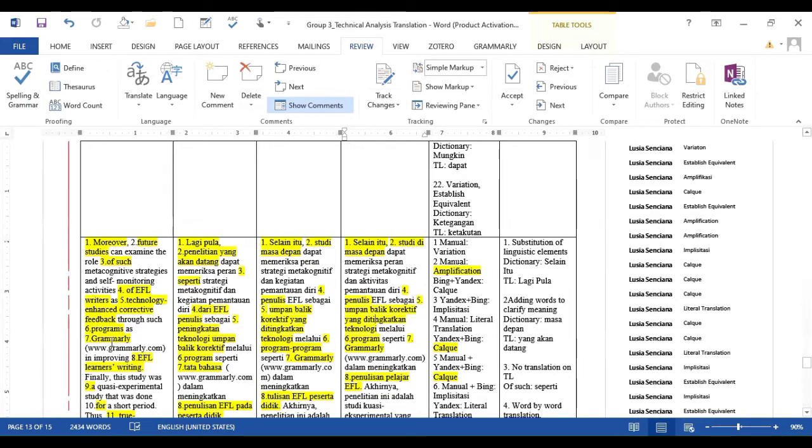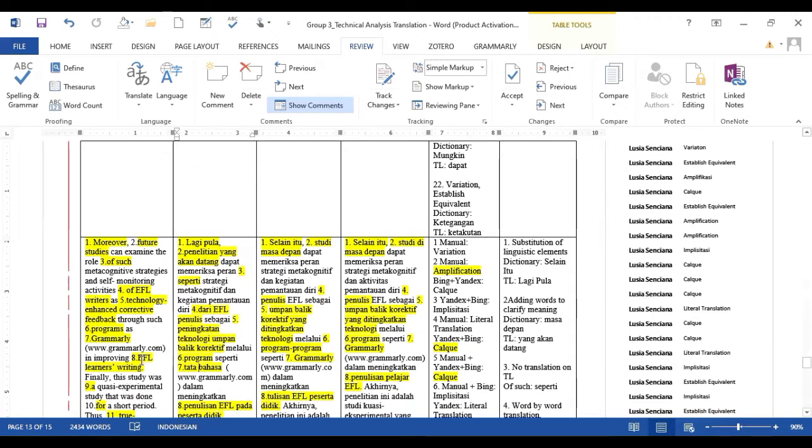Okay, next is number 7. In the source language it is Grammarly, but in the manual translator it is tata bahasa. In Yandex it is Grammarly, and in Bing it is also Grammarly. So in here I use the literal translator, and in the online translator it uses borrowing, or we can also use established equivalent, but I think it is better to use the borrowing technique.